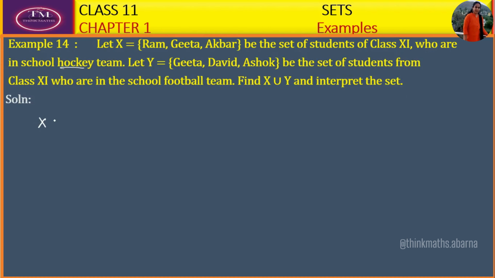So X union Y. There are students of class 11 who are in hockey team or football team or both. Now if you check both, Ram, Geeta, Akbar, here Geeta, David, Ashok. So only Geeta appears in both X and Y. So Geeta should be written only once. Others are written once. So Ram, Geeta, Akbar. These are the elements in X.